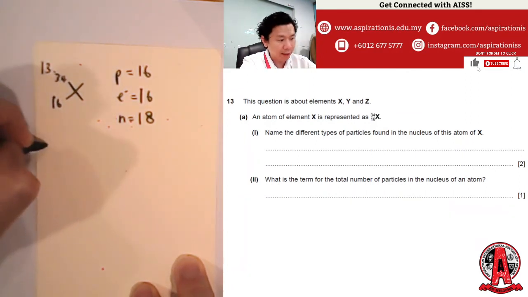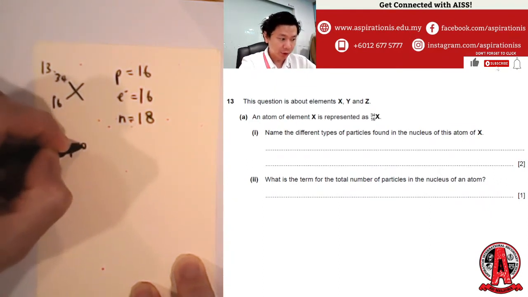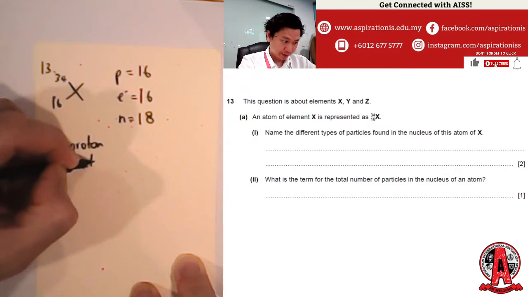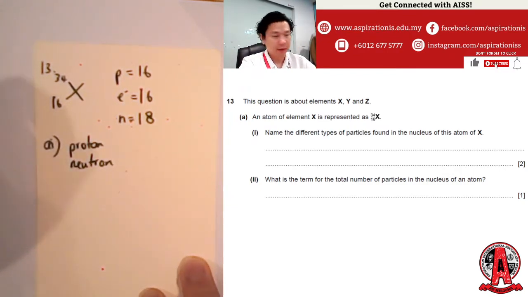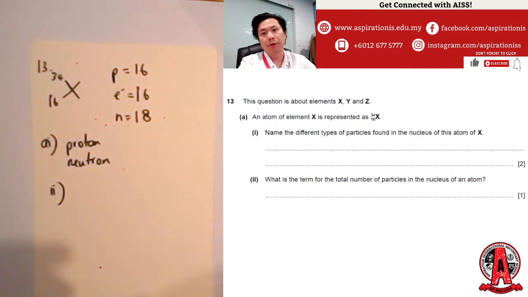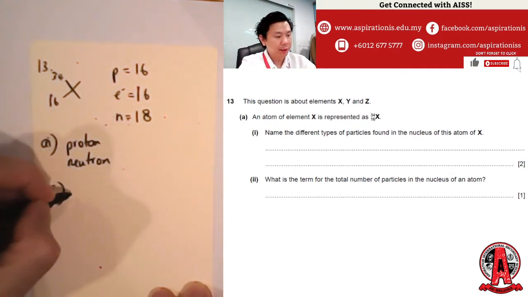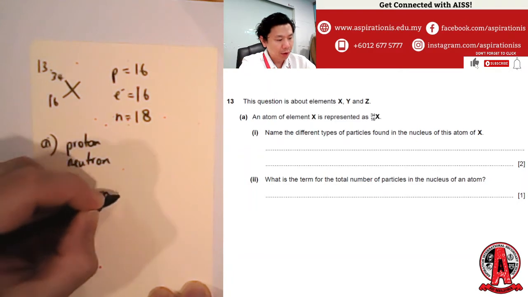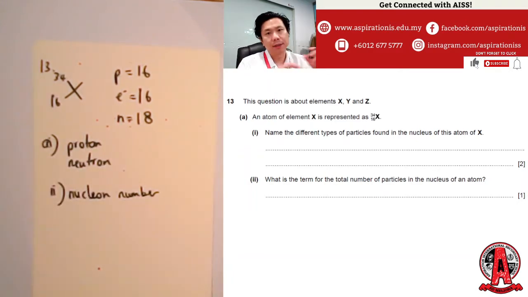Name the different types of particles found in the nucleus. Well, in the nucleus, you will have protons and neutrons. What is the term for the total number of particles in the nucleus? Well, this is the nucleon number. So whatever is in the nucleus contributes to the nucleon number. Nucleon is like the adjective for the nucleus. This is very introductory. Moving on.